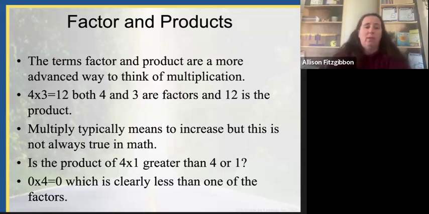So a way that you could discover that is you could say, well, if multiplying always means to increase, is the product of 4 times 1 greater than 4, or is it greater than 1? I don't know, right? It's equal to 4, but it is greater than 1, right? So we have a little bit of confusion here. Same thing when you say, well, what about 0 times 4? It's going to equal 0, which is clearly less than one of the factors. So just kind of another way to think about it.